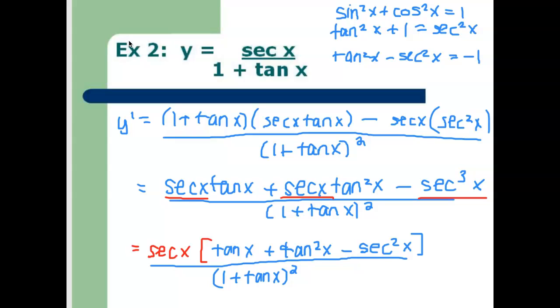And what do we have right here? So we can say that the secant of x, tan x minus 1, all over 1 plus tan x squared.